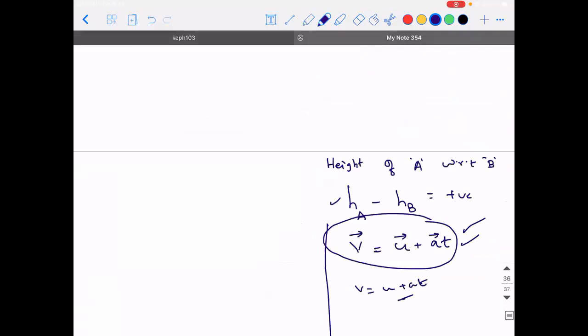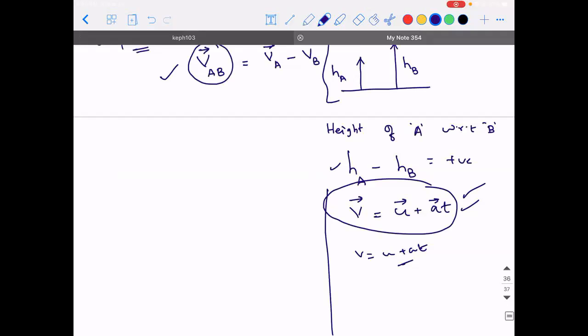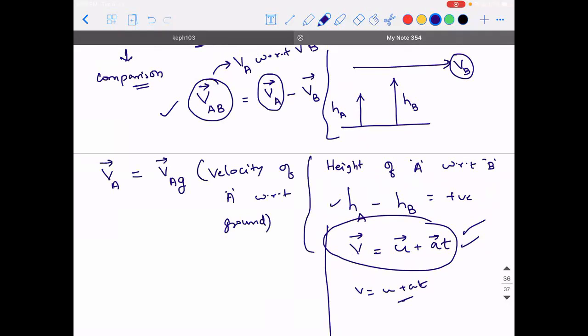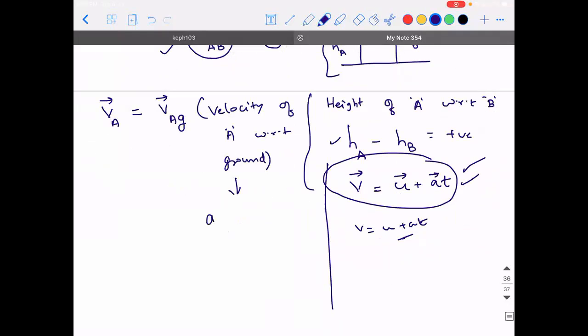Okay. Now, listen. I told you about relative velocity, right? That is relative velocity of one object with respect to other. This velocity VA is written, no? So this VA vector can also be written as velocity of A vector with respect to G. This small g represents ground. So velocity of an object with respect to ground can also be called as absolute velocity.